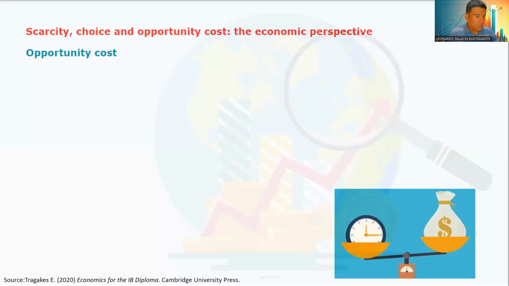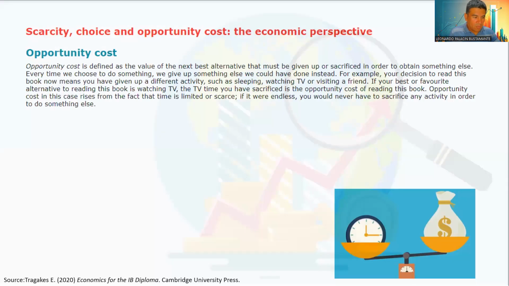Okay, this is a very important term, opportunity cost. It's central because it has to do with choice. So opportunity cost can be defined as the value of the next best alternative that must be given up or sacrificed in order to obtain something else.